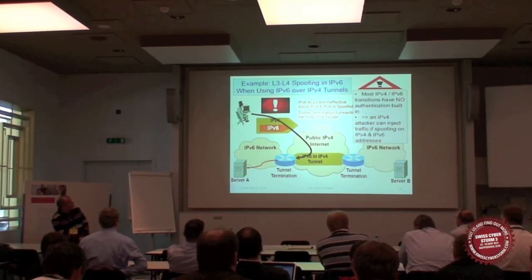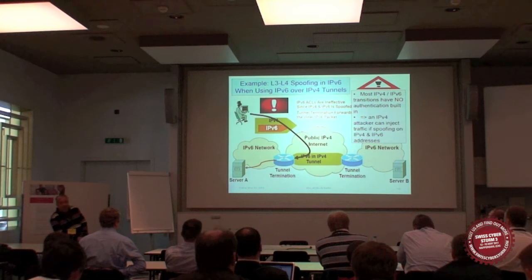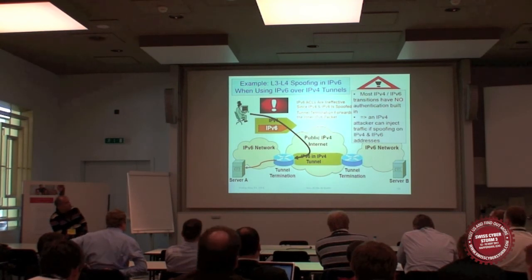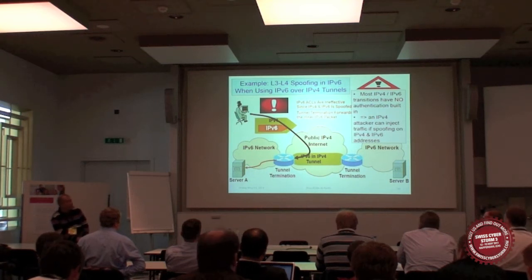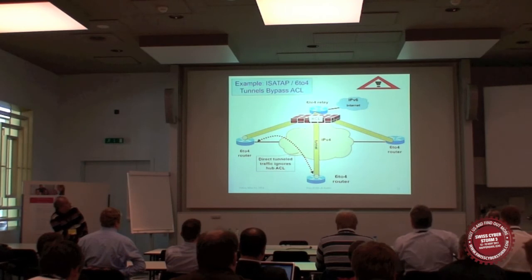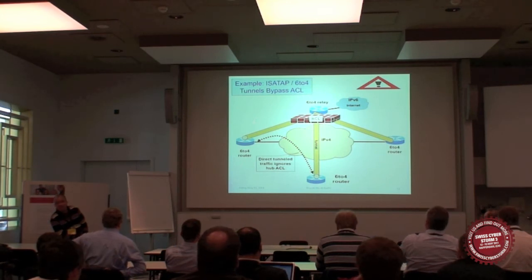This is a snapshot. You have server A here, you have server B here, you have the IPv4 network, and you have an IPv6 tunnel. Most IPv4 and IPv6 transition mechanisms have no authentication built in, which means that an attacker can inject traffic by spoofing IPv4 and IPv6 addresses. This is ISATAP, a standard proprietary to Microsoft for tunneling.